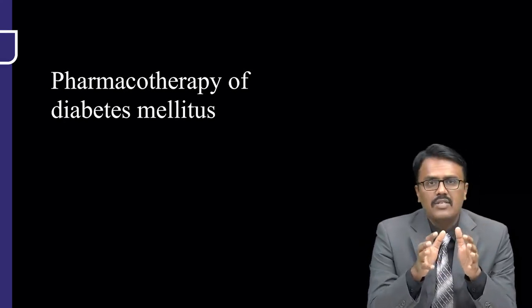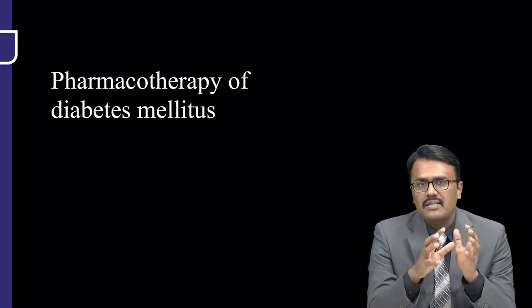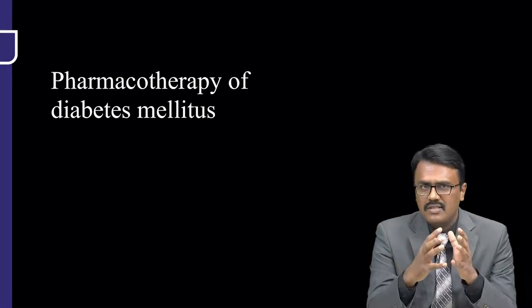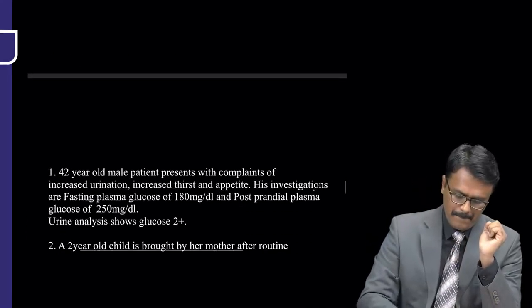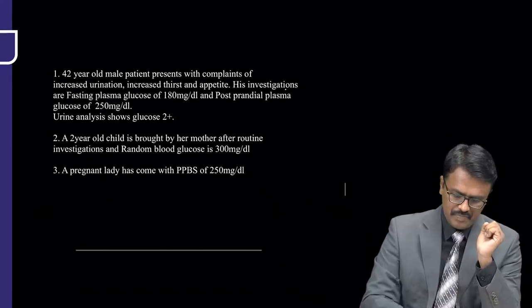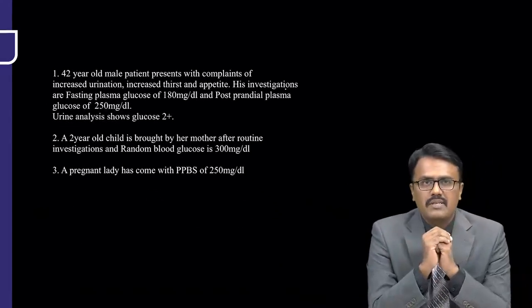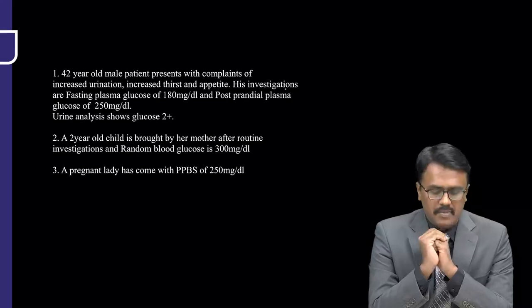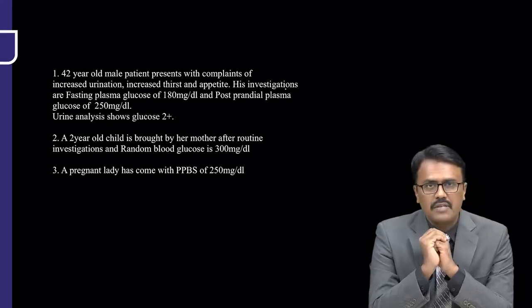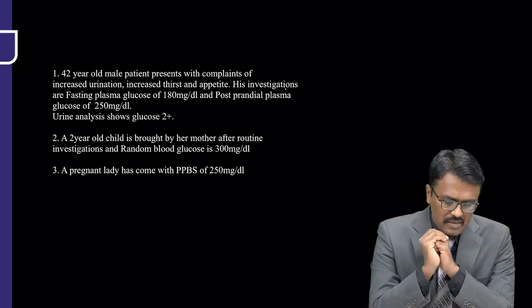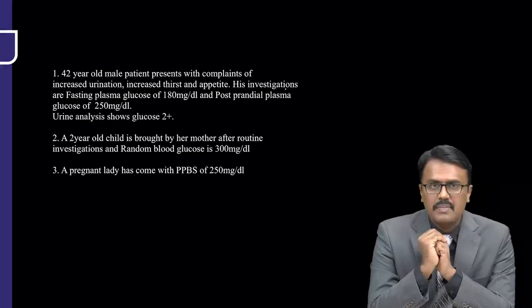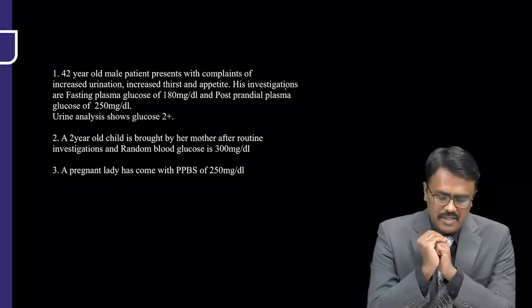Now, we will start this topic by understanding certain cases, and then we'll understand the pharmacology. So we integrate the things. So let us start. We have 3 patients, and we'll start with them. A 42-year-old male patient presents with complaints of increased urination, polyuria, increased thirst, polydipsia. Because of that, he will drink more water, and increased appetite.